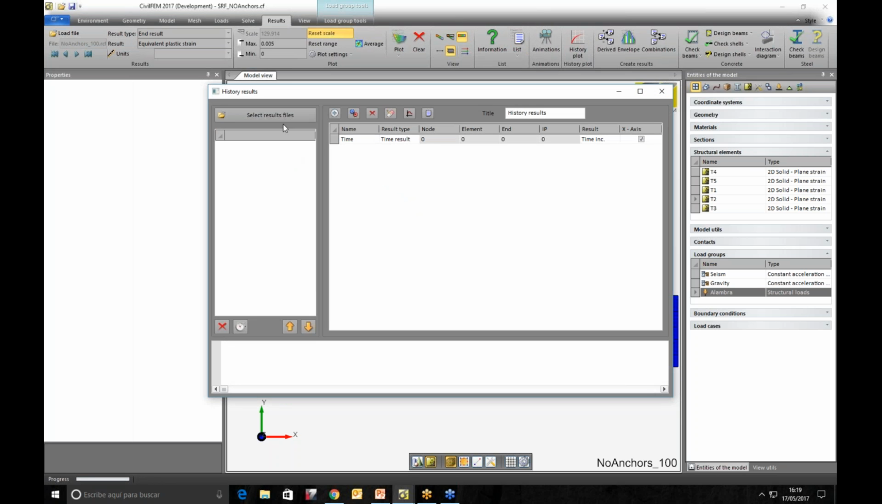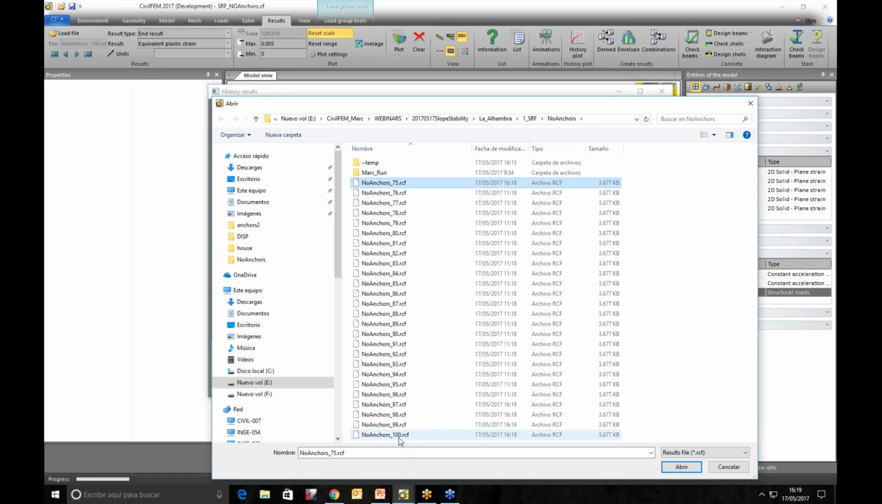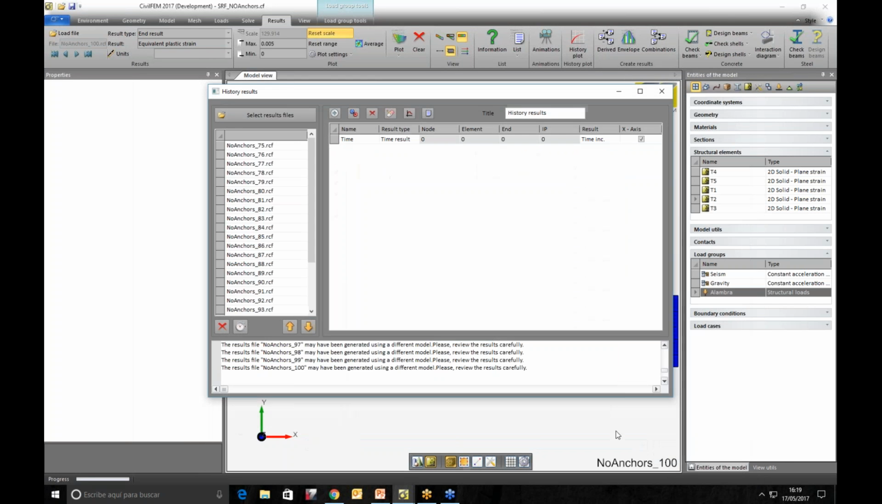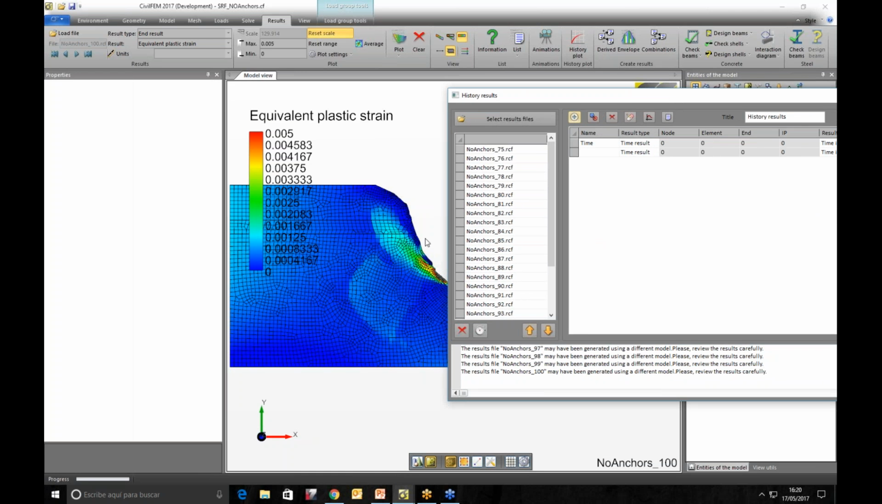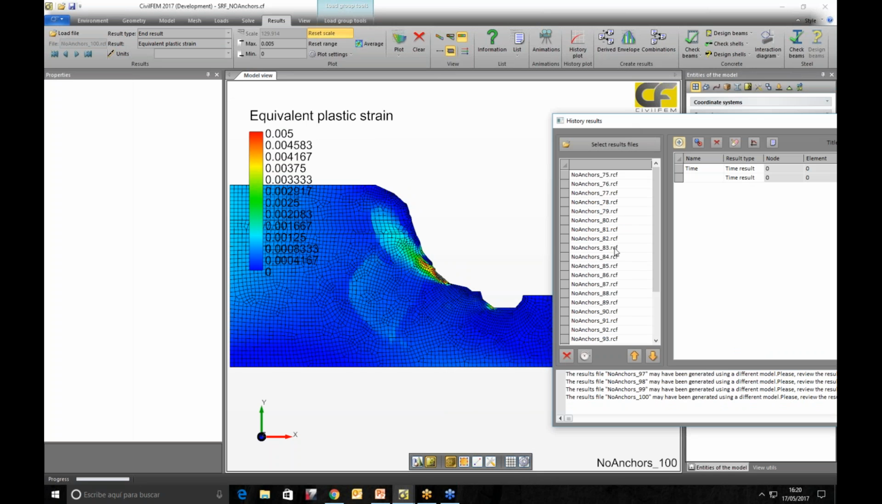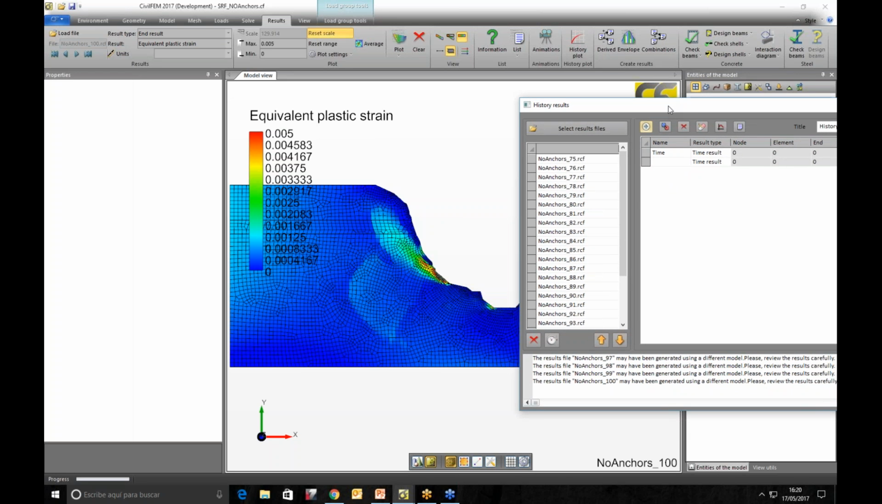If we use history plots to plot all results together, we can plot, for example, displacements of any of these nodes versus the safety factor. So we can also determine if there's a safety factor that corresponds to a large increase in displacement. It can happen that even if the model converges for a higher safety factor, we could determine that the deformations are too big. So we could decide to reduce the safety factor to some allowable deformation, for example 10 centimeters.